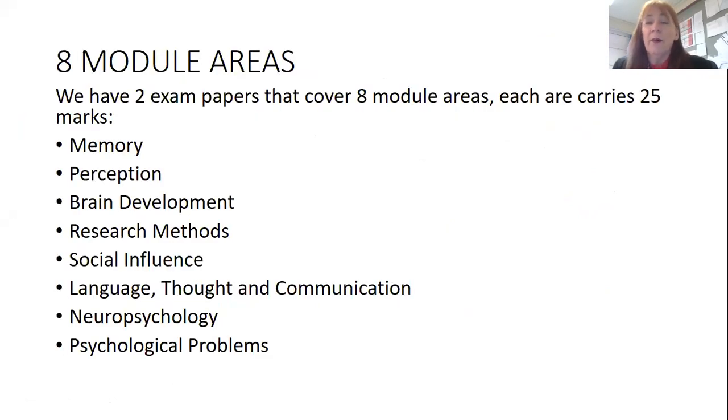So we've got 8 module areas that are tested in psychology. We have 2 exam papers that cover 4 module areas. So memory, perception, brain development and research methods is paper 1. Social influence, language, thought, and communication, neuropsychology and psychological problems is paper 2. The way I teach the course is I teach 1 module at a time. And within that module, I am doing practice questions, testing, quizzing, going over obviously the theory and clarifying the understanding with the students until they're really confident on that area.